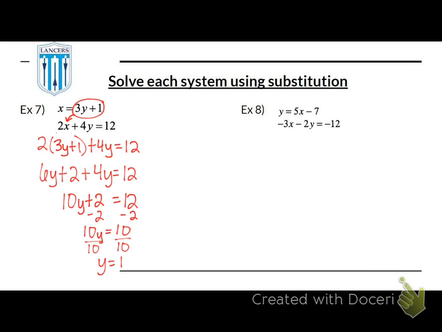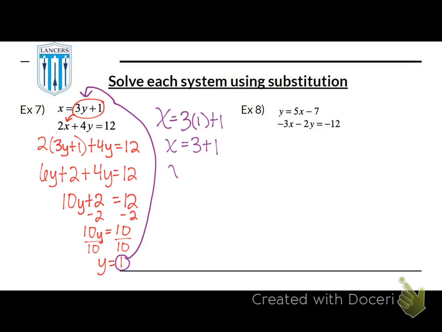Are we done? No, we only found y. We still need to find x. So we take that y back up to the very beginning and plug it in. So this time x equals 3 parentheses 1 plus 1. 3 times 1 plus 1. How would I write my answer? 4 comma 1.